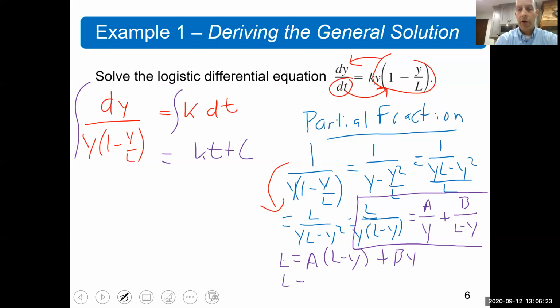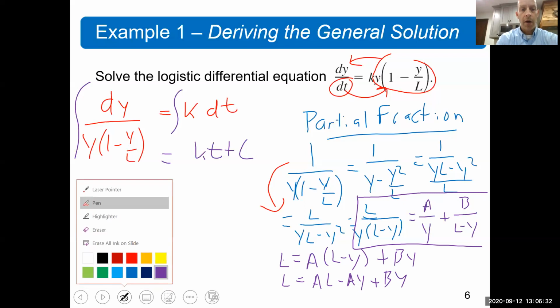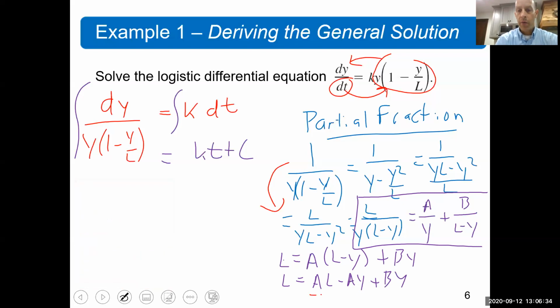Now let's go ahead and do the distributive property, and we get AL minus AY plus BY. Now what I'd like you to notice is that this term right here is the only term that has L on the right-hand side. The right-hand side consists of AL minus AY plus BY. The second 2 terms on the right have Y's in them. So if I write a 1 right here, and then I just look at this first 2 things, that would be 1L equals AL. What does A have to be? Well, of course, A would have to be 1.